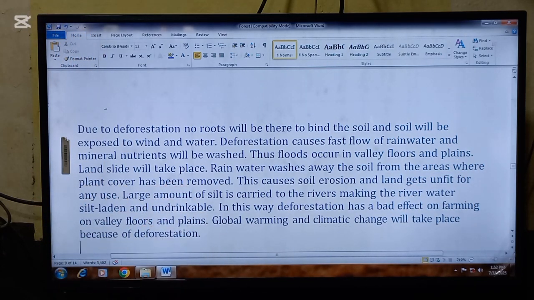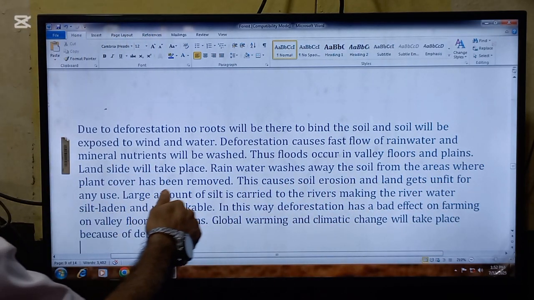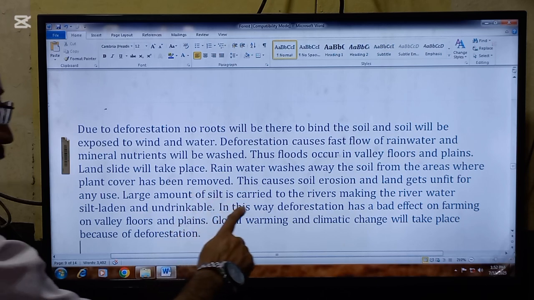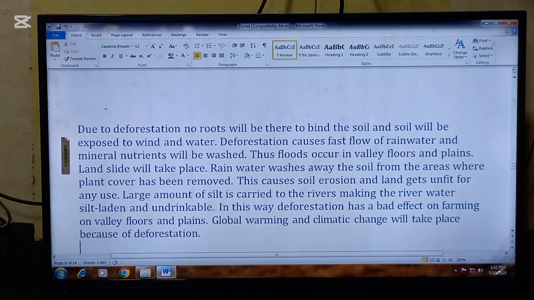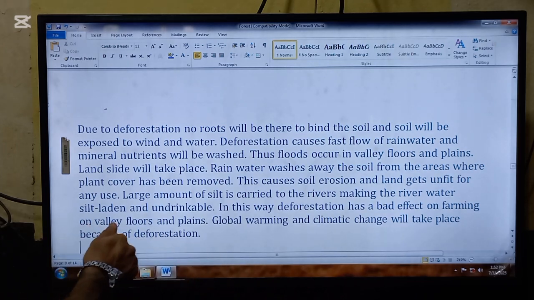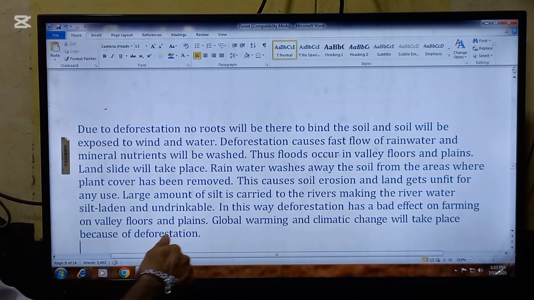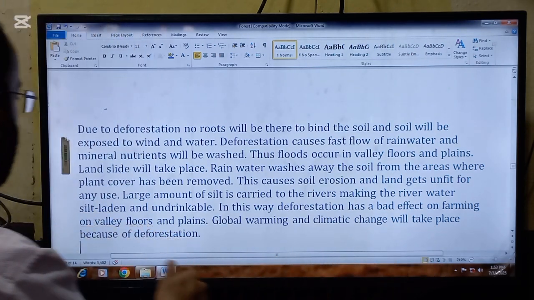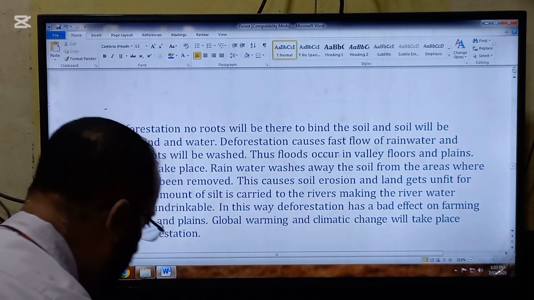Landslides will take place. Rainwater washes away the soil from the areas where plant cover has been removed. This causes soil erosion and lands get unfit for any use. A large amount of silt is carried to the rivers, making the river water silt-laden and undrinkable. In this way, deforestation has a bad effect on farming on valley floors and plains. Global warming and climatic change will also take place because of deforestation. So these are the effects of deforestation on farming.